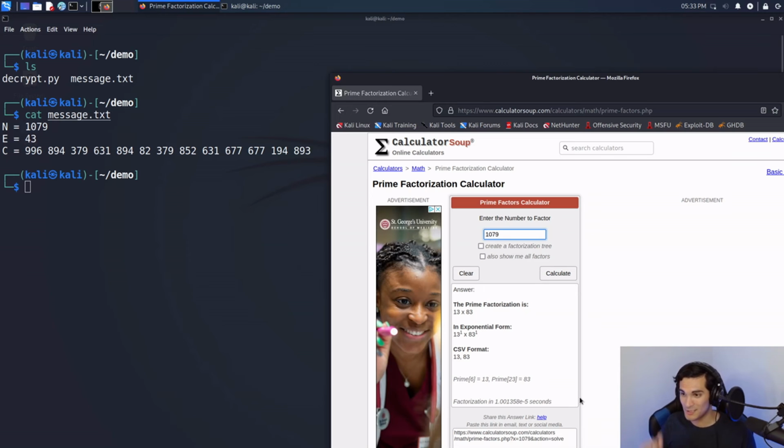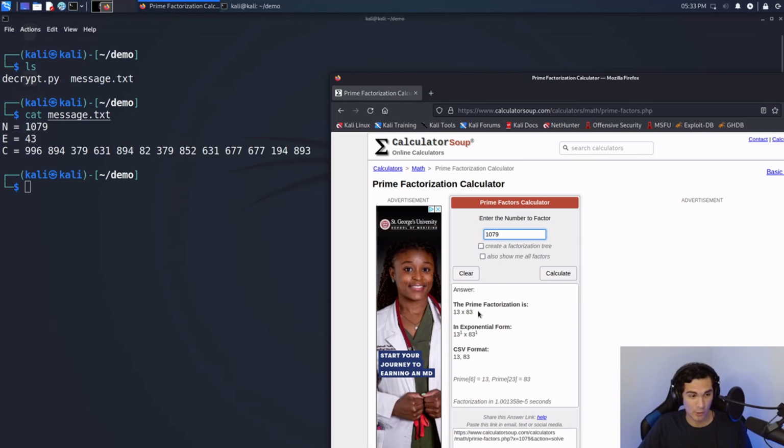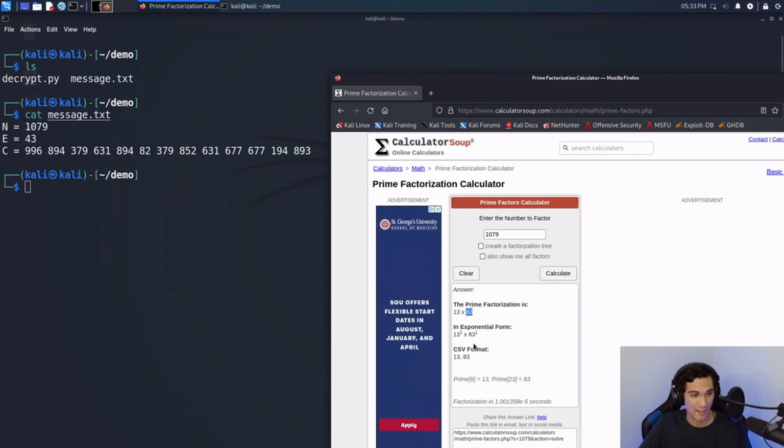Only one match. So again, this is why you need two very, very large prime numbers when you're calculating n, because right now we only have 13 and 83.